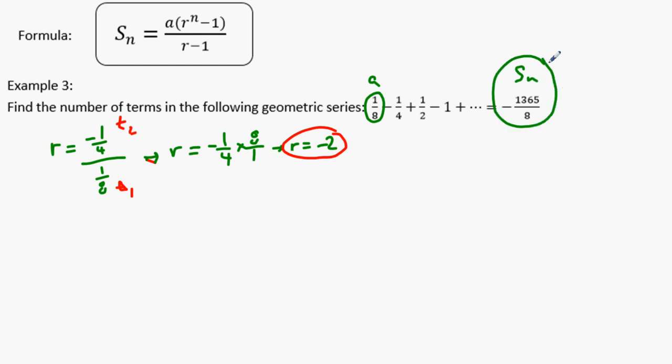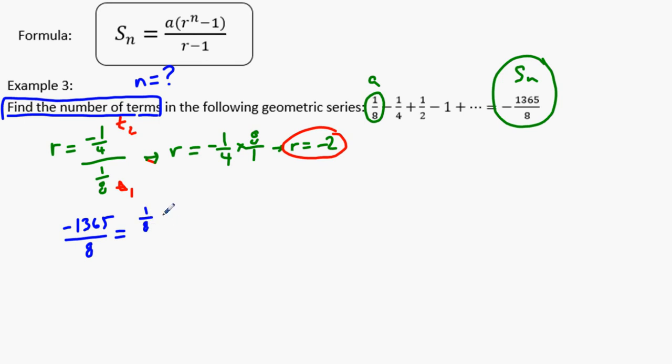All right, so what I want to find, it says, find the number of terms. So here, I want to find what N is equal to. All right, so let's do it. Plug in what I know into my formula. Sn, I know Sn for sure. My Sn is negative 1365 all over 8 is equal to, my A value is 1 over 8, bracket, my R value is negative 2, put that in brackets, the exponent of N minus 1, all over negative 2 minus 1.